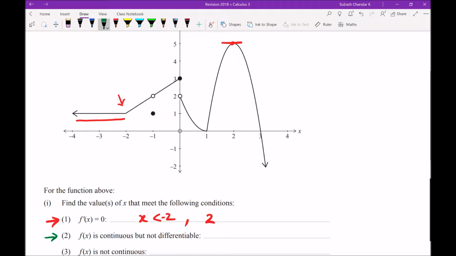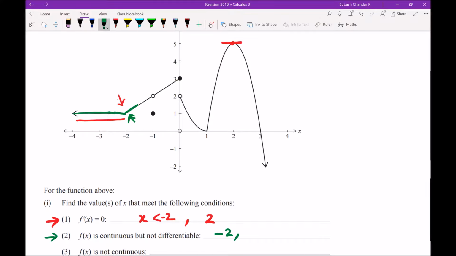Now, the second one is saying, when is f of x continuous but not differentiable? Continuous means you can take a pen and go over that particular line or point without lifting it. So if I start from the left-hand side, going from negative 4 to this point, it is continuous, isn't it? Because I don't have to take my pen off, it just keeps drawing. However, that point right there, I can't differentiate. So we're looking for continuous and not differentiable.